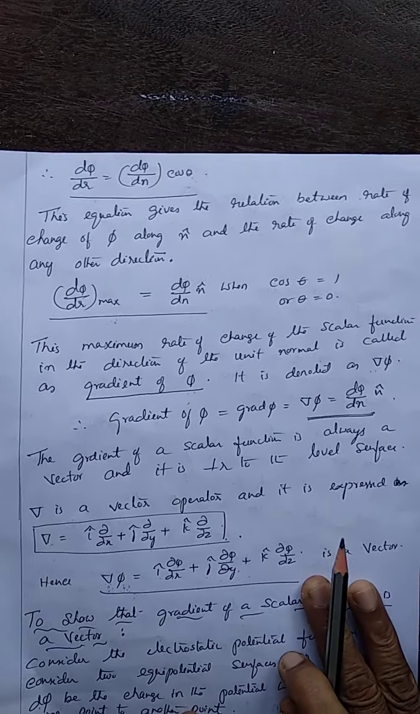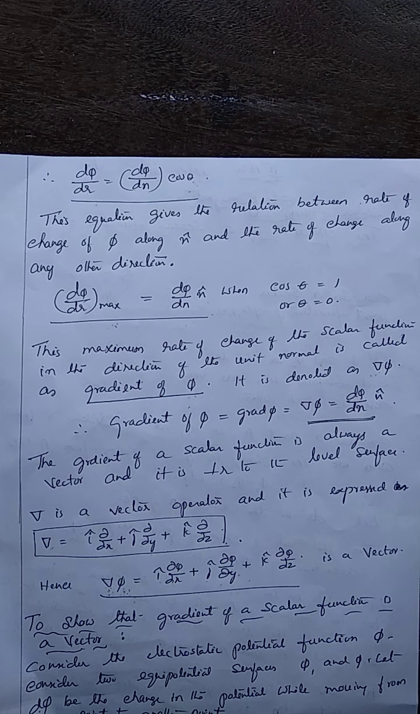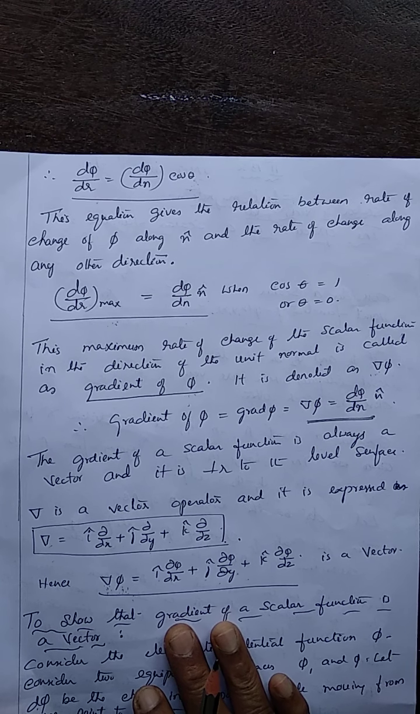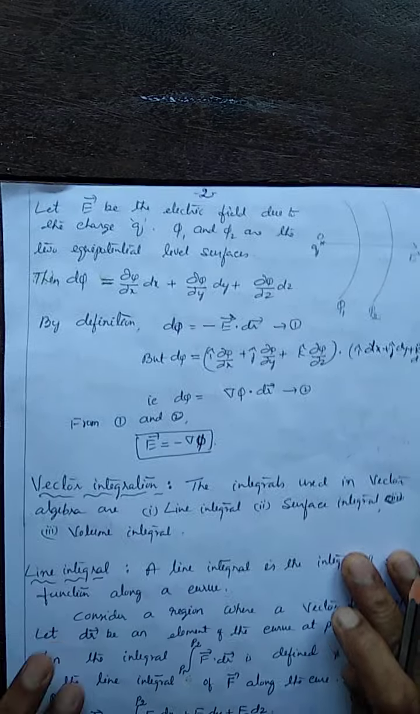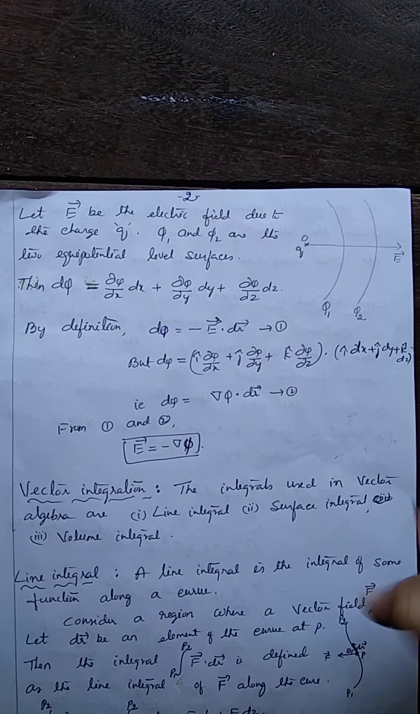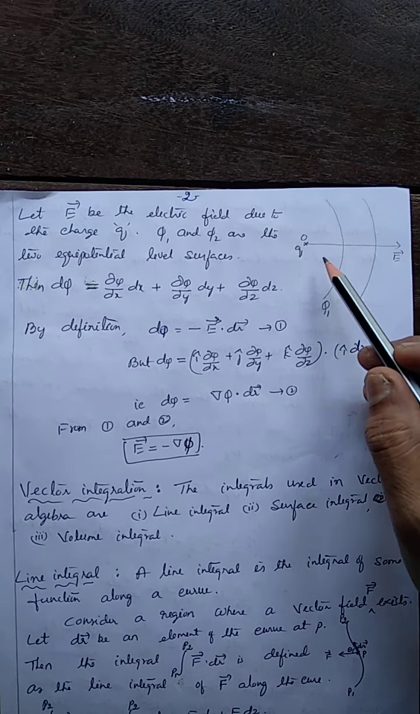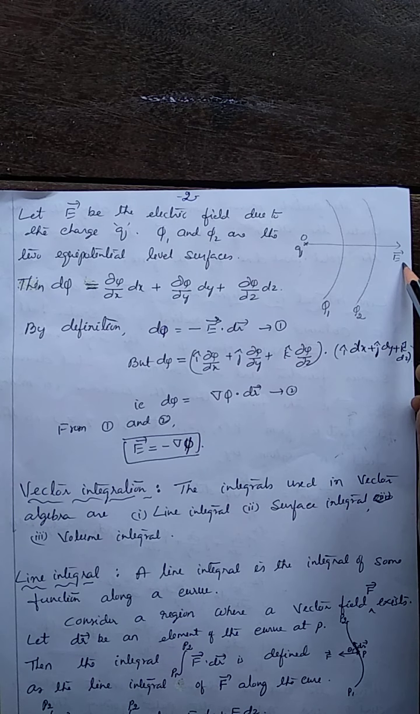To show this, let us consider an example. Let the scalar field be the electrostatic potential field. Electric potential is a scalar quantity. Here, let us consider two level surfaces. Now a charge q is placed, so that the intensity of the electric field due to the charge is along this direction. E is the intensity of that electric field.